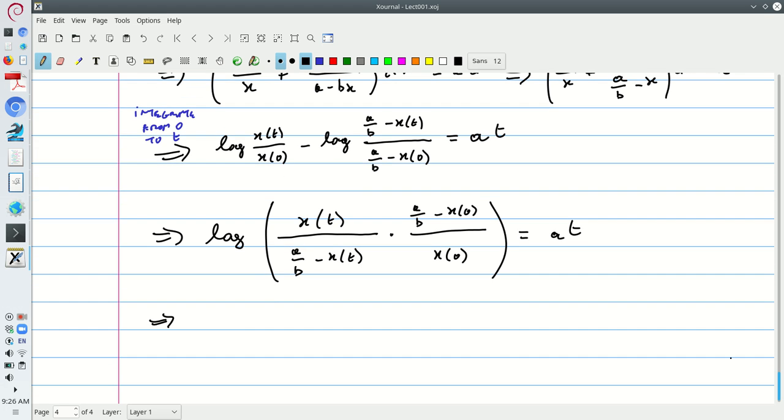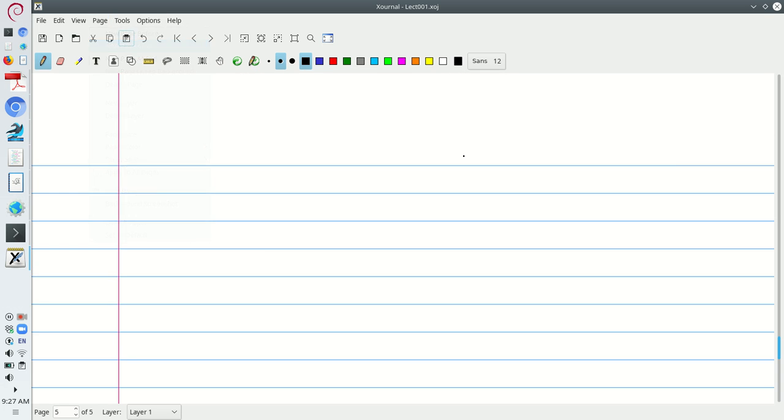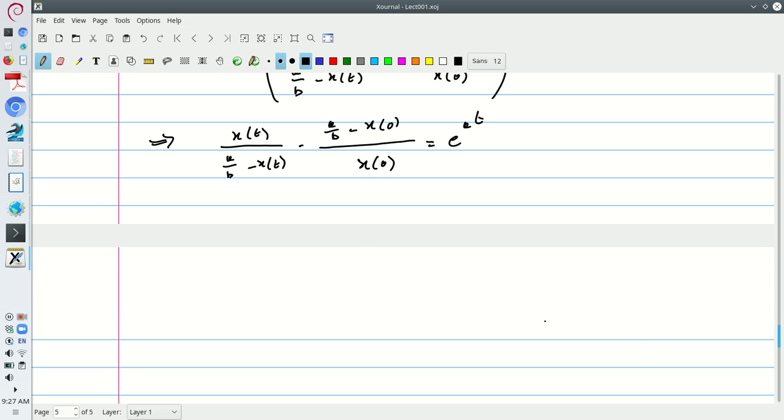If I take the exponential, I find that x of t divided by a divided by b minus x of t, times a divided by b minus x of 0 divided by x0, needs to be equal to the exponential of at. Now what I'd like to do is to solve with respect to x of t. This is not going to be difficult at all. We just need to be smart.